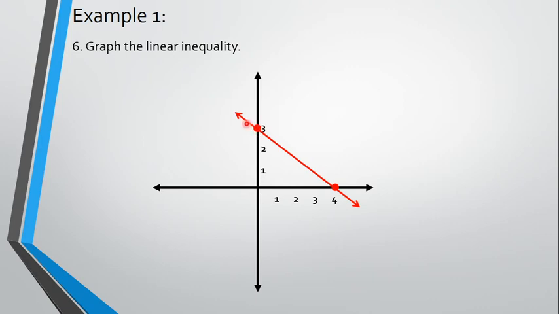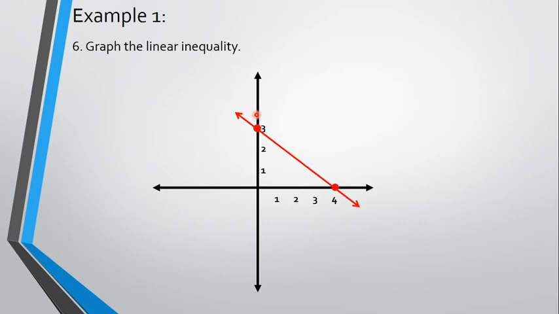So this is what I mentioned as a solid line. So solid line, if the symbols are less than or equal to or greater than or equal to. So when there is an equal in our symbol, then we must use a solid line. Now, how about if that is only less than or greater than? So there is no equal in the symbol. Then in that case, we are going to use a broken line.